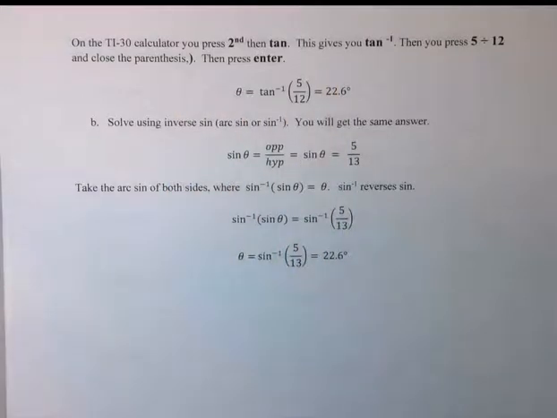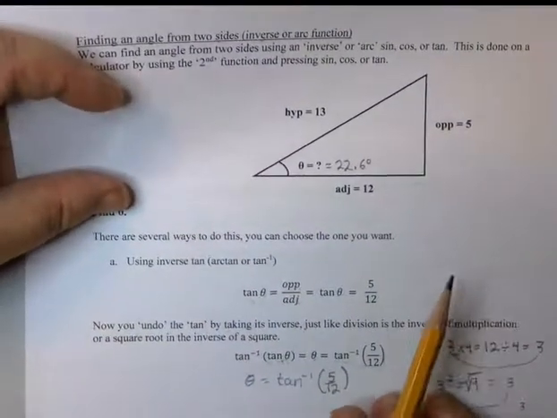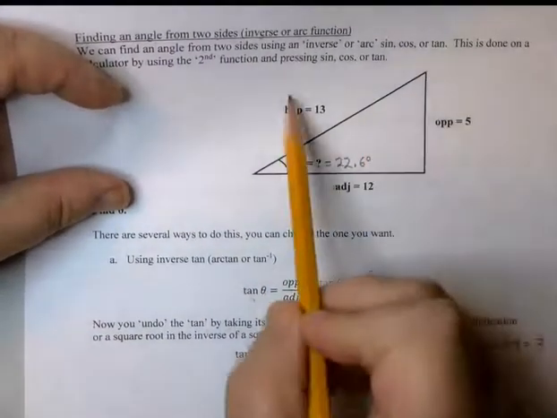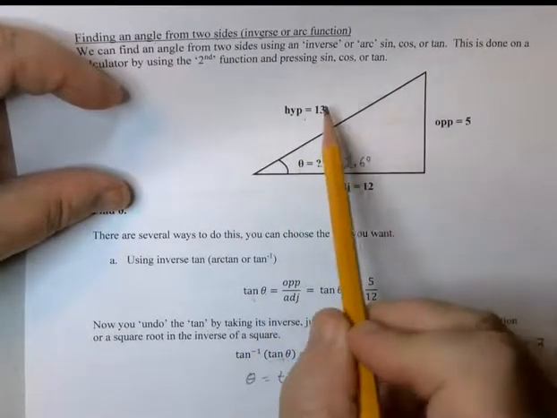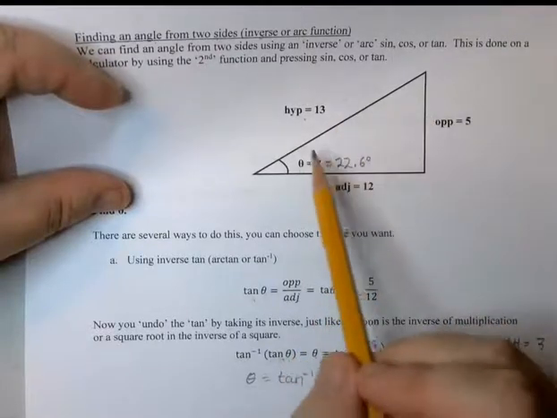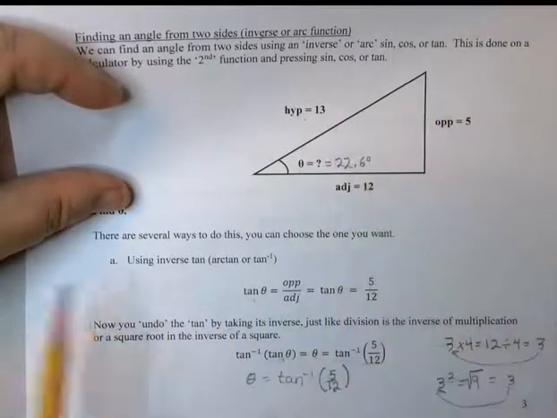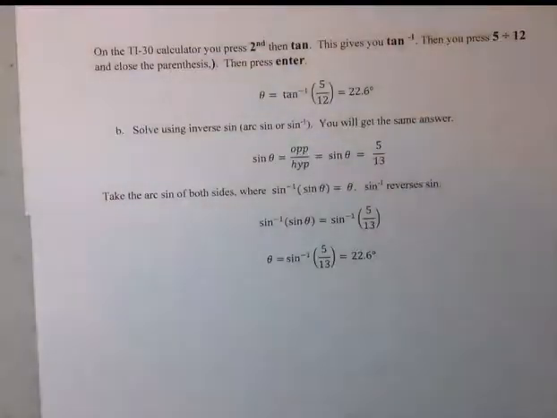Now you could have done that another way. You could have used the sine or the cosine. Let's do it using the inverse sine. So if we look at this, the sine is opposite over hypotenuse. So if we take the inverse of 5 over 13, that's the sine. If we take the inverse of that, it will give us the same angle. It's just a different way to do it. I'm just showing you there isn't just one way to do this.